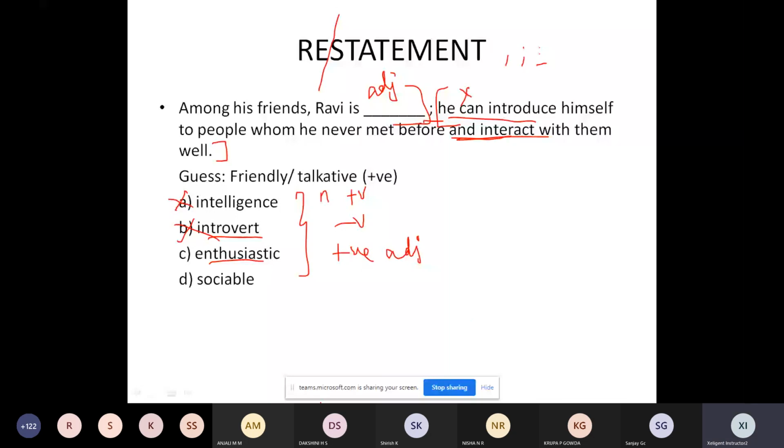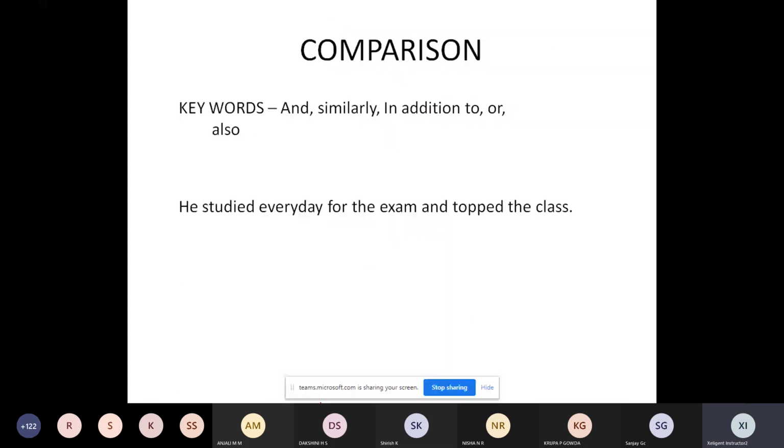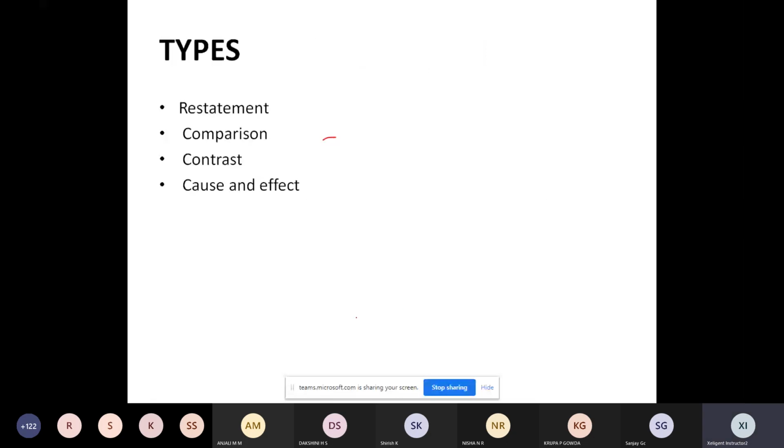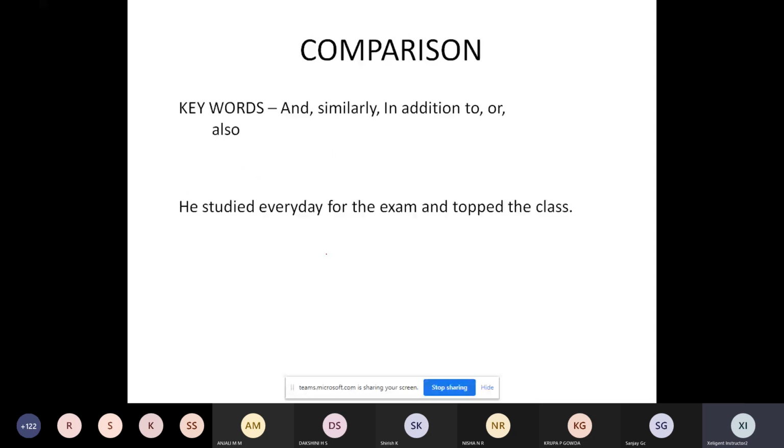Okay, next one. Second type is comparison type. So here we have the keywords: and, similarly, in addition to, or also. So these are the keywords which you can find in comparison type of sentences. Make a note of these keywords: and, similarly, in addition to, or also.